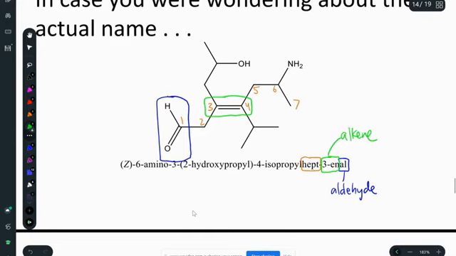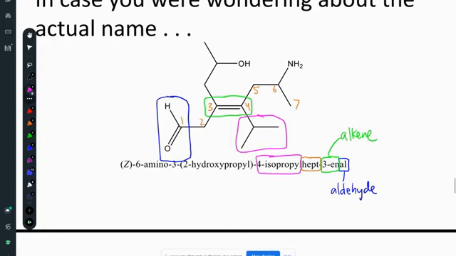And then I have 4-isopropyl. That part is going to refer to this group that's coming off of carbon 4. 4-isopropyl, that part makes some sense. I have the 6-amino out front. I have an amine group on carbon 6, so hence 6-amino is part of my name.